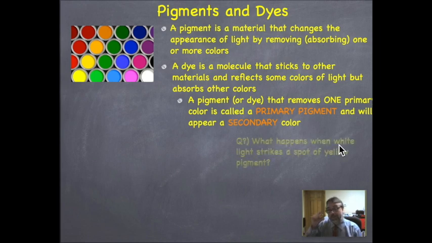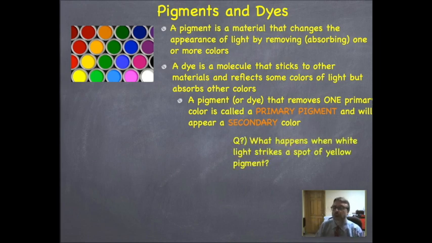All right, a pigment or dye that removes one primary color is called a primary pigment. It's called a primary pigment because it removes exactly one of the three primary colors. But remember, if I remove one primary color, there are two left. And we saw that mixing two primary colors is going to give me a secondary color. So what's confusing here is that primary pigments always look to our eyes as a secondary color. So our primary pigments are cyan, yellow, and magenta.